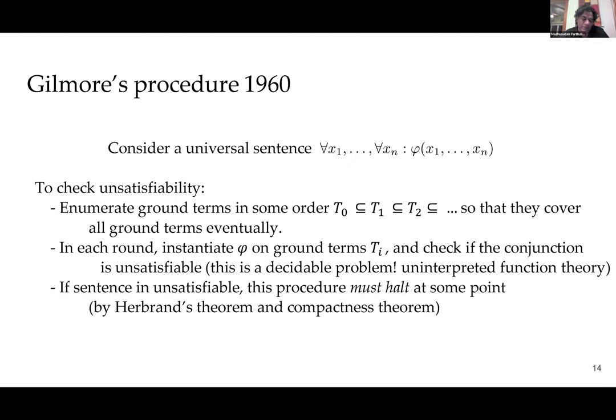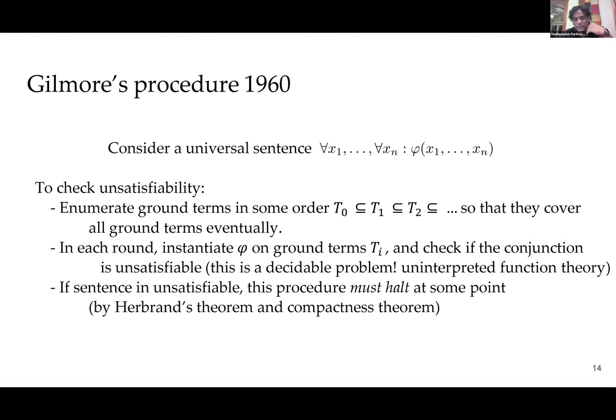But uninterpreted functions, the theory of equality, is decidable just using congruence closure. And so you can actually decide this. And if not, you move to a larger set of terms. And in fact, he tried to implement this procedure. He didn't have this congruence closure-based algorithm, so actually he reduced it to Boolean satisfiability and used Boolean solvers. It worked terribly. It did not really work.